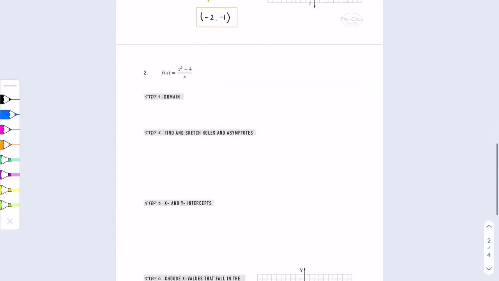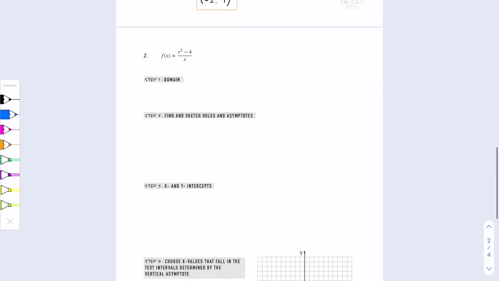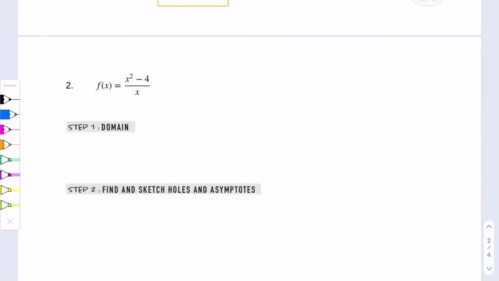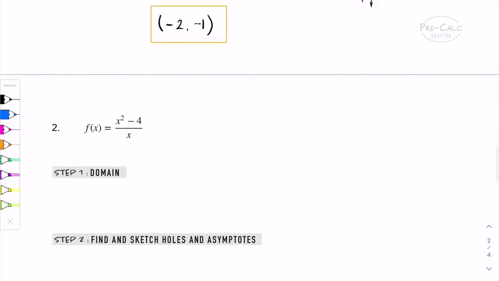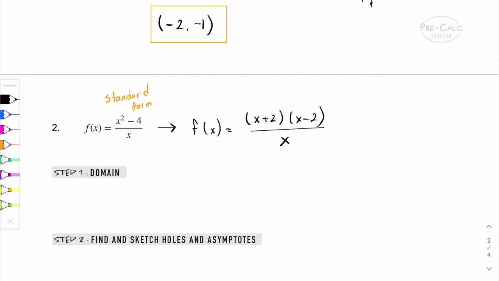Okay, let's do number 2 together, and then you can do the rest by yourselves. Number 2 is x squared minus 4 over x. This is called the standard form. Next, let's write this in factored form. Factored form is equal to x plus 2 times x minus 2 divided by x. And there is no simplified form of this. There is nothing that cancels, so factored form is where we're going to stop.